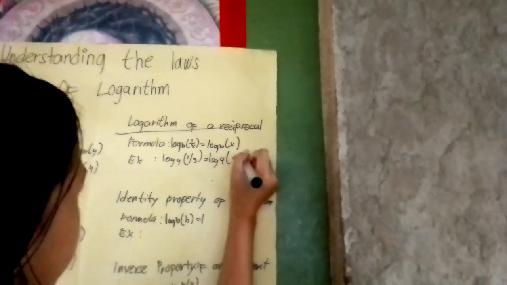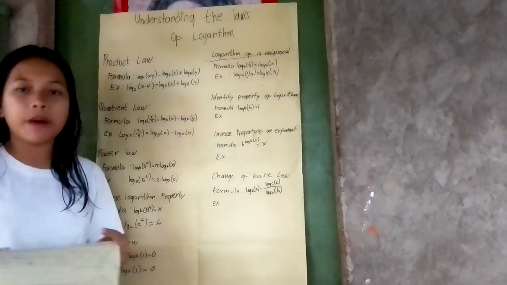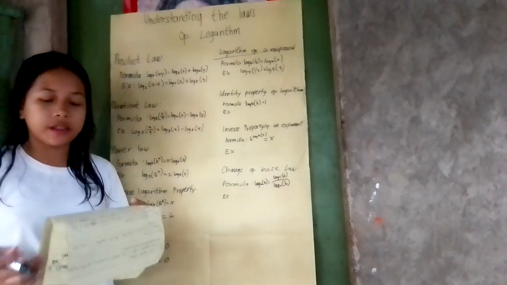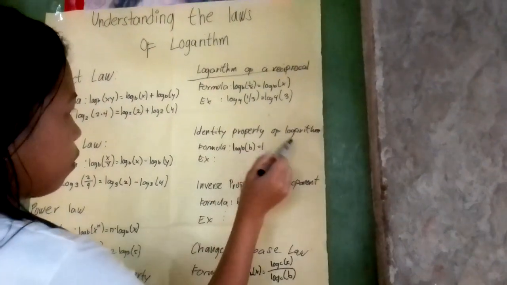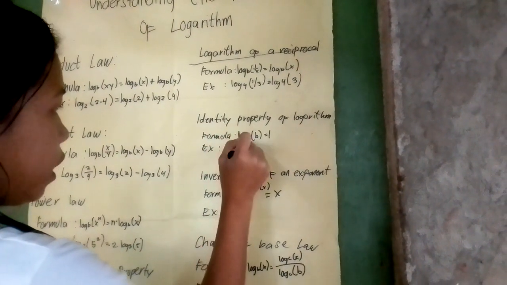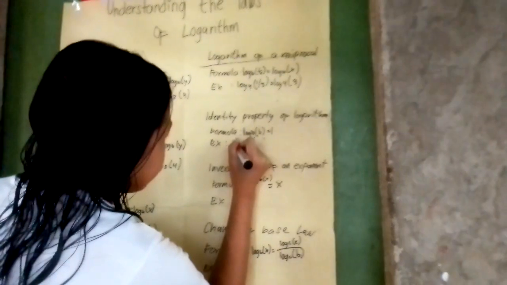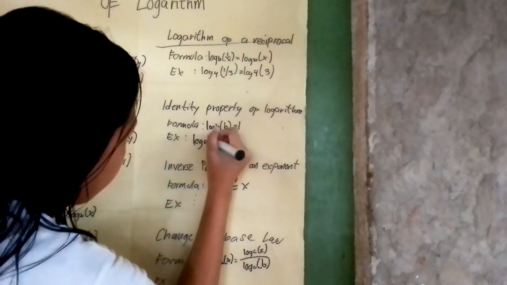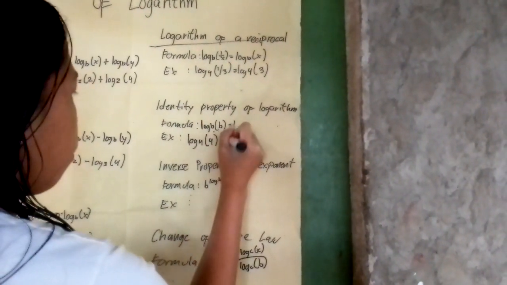So the example is log base 4, quantity of 1 over 3 equals negative log base 4, quantity of 3. So now let's move on to the identity property. The identity property of logarithm states that the logarithm of a number to its own base is always 1. So the formula of the identity property of logarithm is log base b, quantity of b equals 1. So here's the example. Log base 4, quantity of 4 is equivalent to 1.